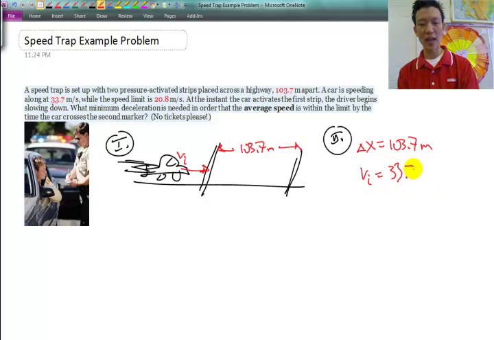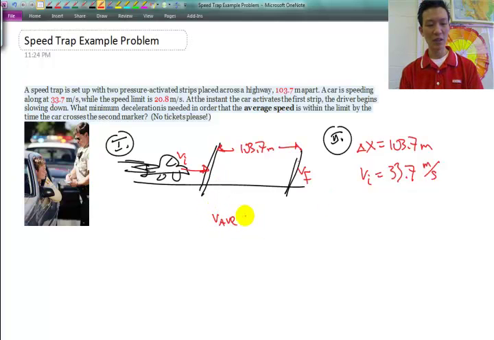And here was the tricky part, the common mistake that people made while I was helping them out. The speed limit is only 20.8 meters per second. That's actually not your final speed. That's the tricky part. That's going to be our average speed, because you want to slow down enough so that by the time you cross the second strip, your average velocity is less than the speed limit of 20.8 meters per second.